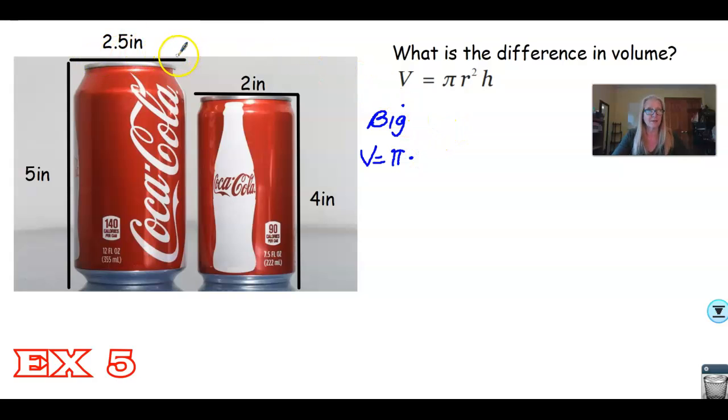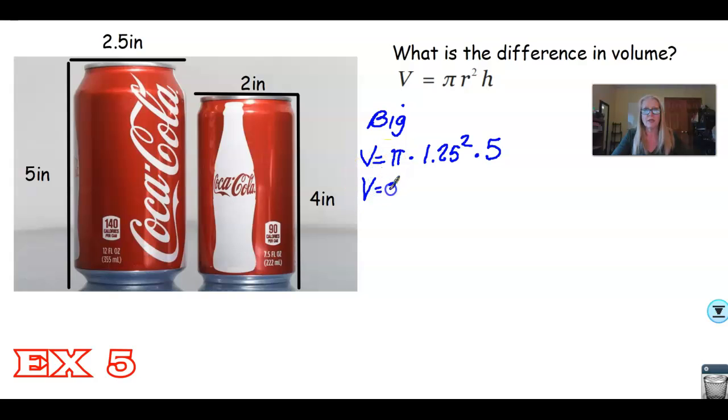So the big can, volume equals pi, we use 3.14, times the radius. They've given you diameter, all right? What's half of 2.5? Well, you could put that in your calculator, 2.5 divided by 2, and you will get 1.25. And you're going to square that. We always square the radius, times the height of the big can, which is 5 inches.